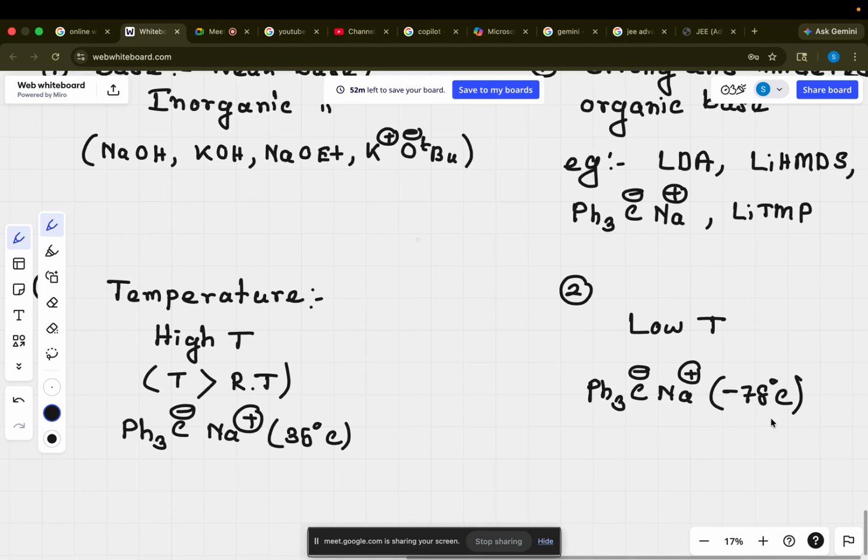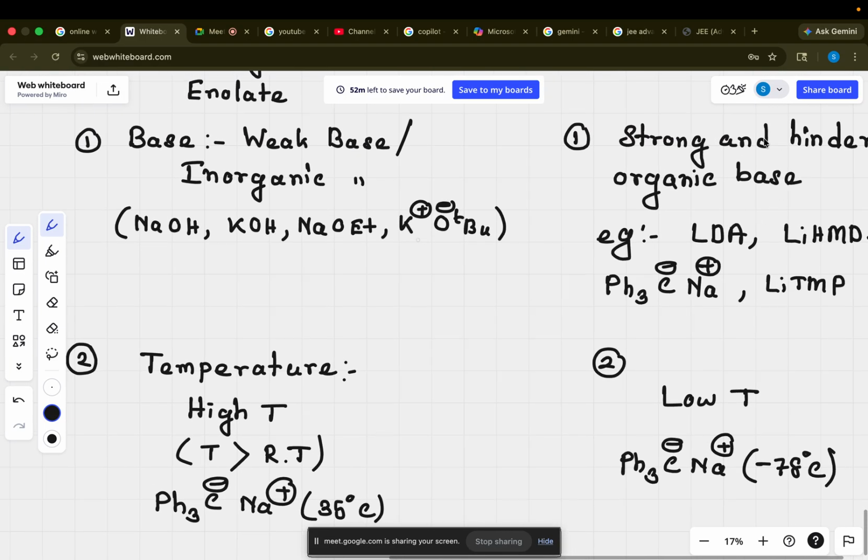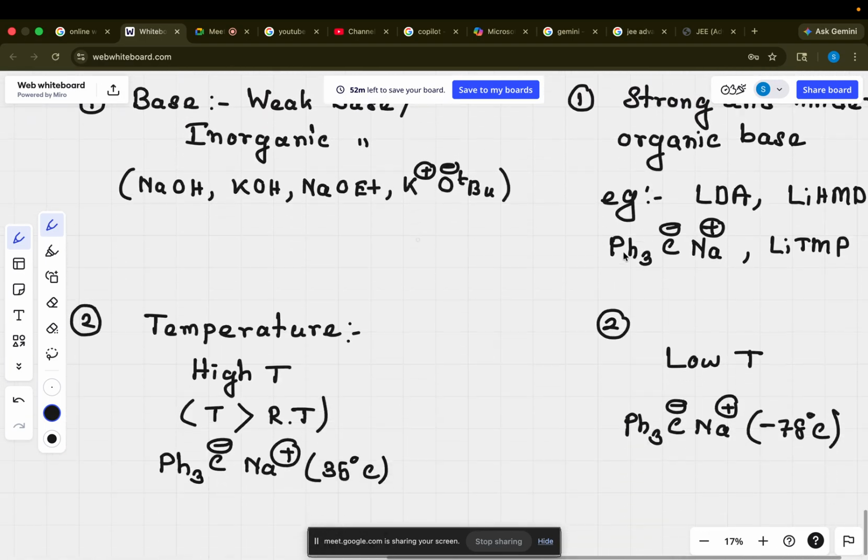But if you do this at lower temperature, that means your molecules are almost frozen. Molecules cannot collide with each other. If you provide that much low temperature, molecules are almost frozen, they cannot do that much collision, and that's why you are getting this kinetic enolate.